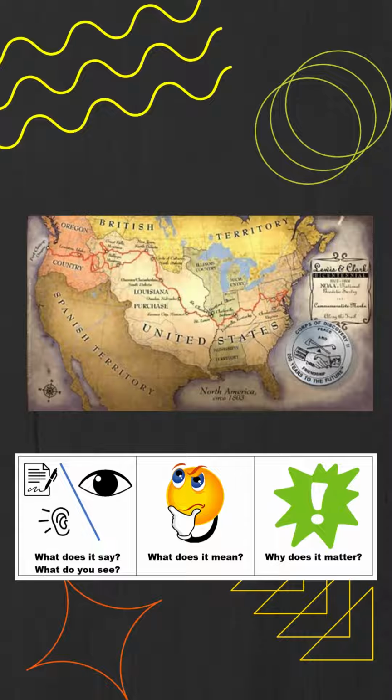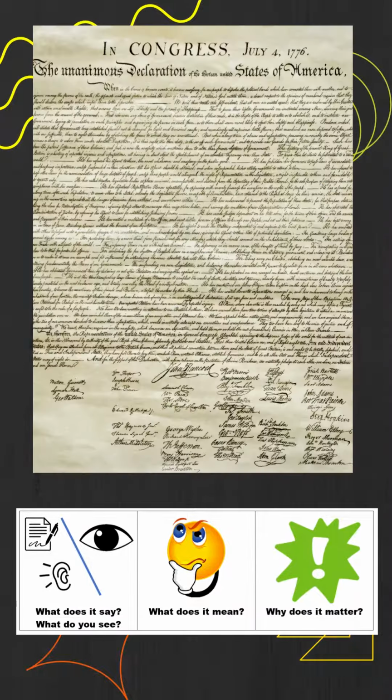There's an example here using the Louisiana Purchase where students would go in and talk about what they see, what it means, and why the Louisiana Purchase matters to us today. Here's a document. We've got the Declaration of Independence. Again, our young students aren't going to be able to read the actual words, so we would use this more of an image analysis, talking about what they see or the features of the document.